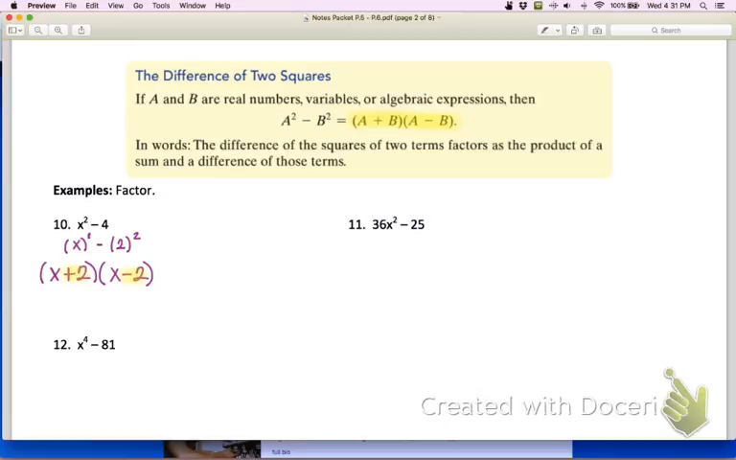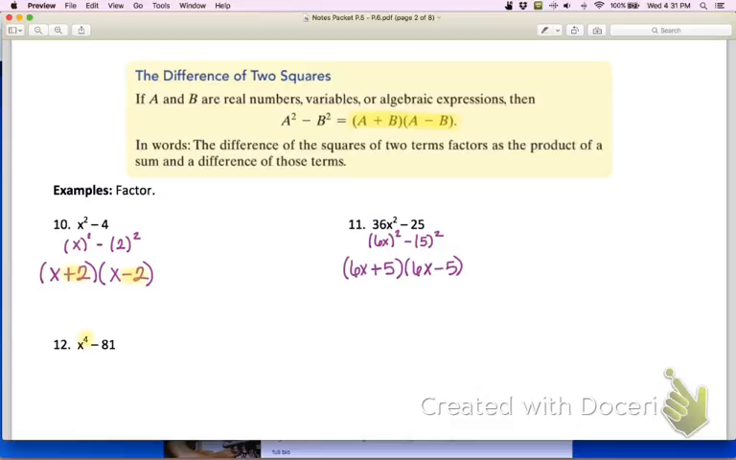Look at what the two things are and see if you can figure out what we're squaring for each one. So here I have 6x squared minus 5 squared. So think of what our factors would be. We would have 6x plus 5 and 6x minus 5. And that's done.